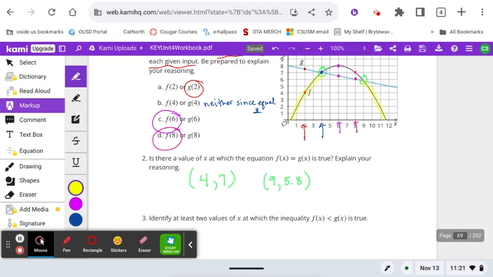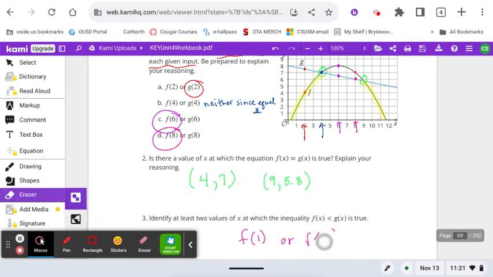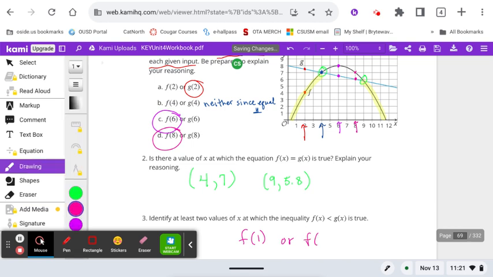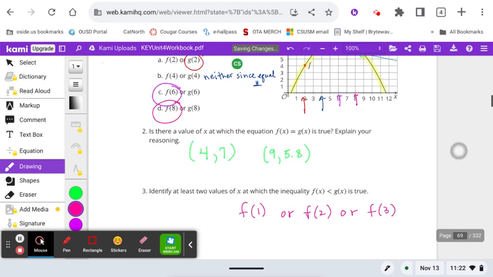So we could say, for example, f of 1, or we could say f of 2, or we could say f of 3, because all those are before 4 or in that lower region. And then what could we also say? We could say f of 10 or f of 11. Any of those would be acceptable answers.